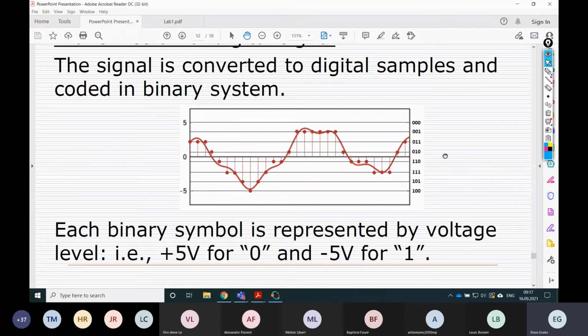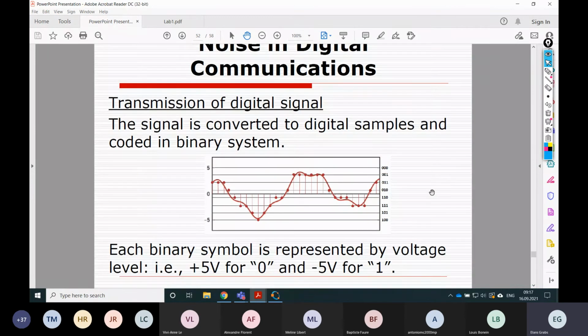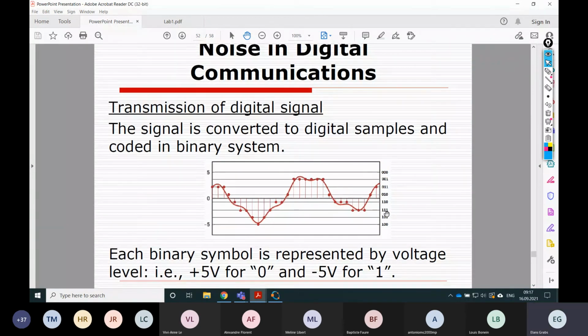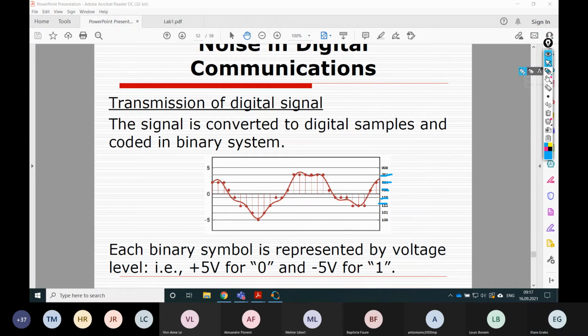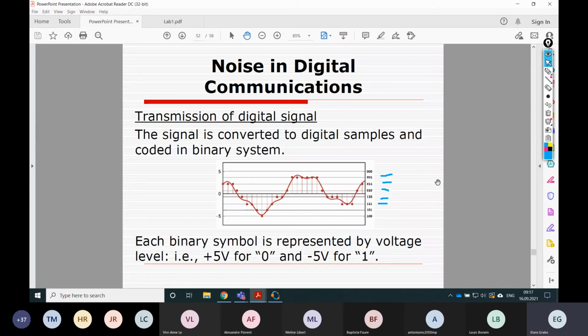But again, now we send these binary codes as rectangular pulses. Yes, so basically, wait a minute. Understand. Need to put this.